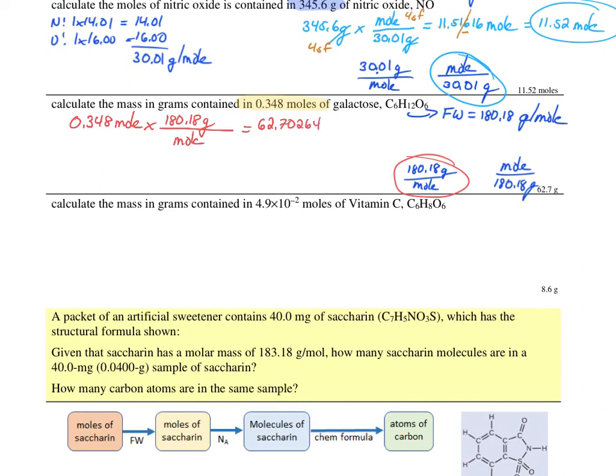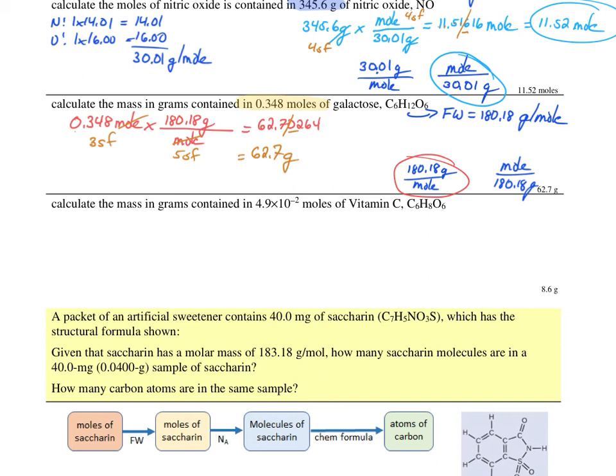62.70264. Looking at sig figs, we have 3 sig figs because that leading 0 does not count. This number has 5 sig figs because that captive 0 counts. And we're limited to 3 sig figs in our answer. We round down, and our final answer is 62.7 grams. And we can confirm we have the correct units.